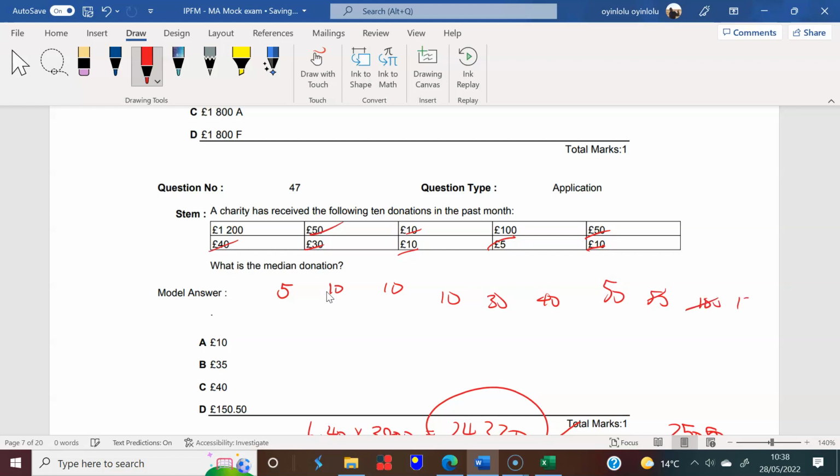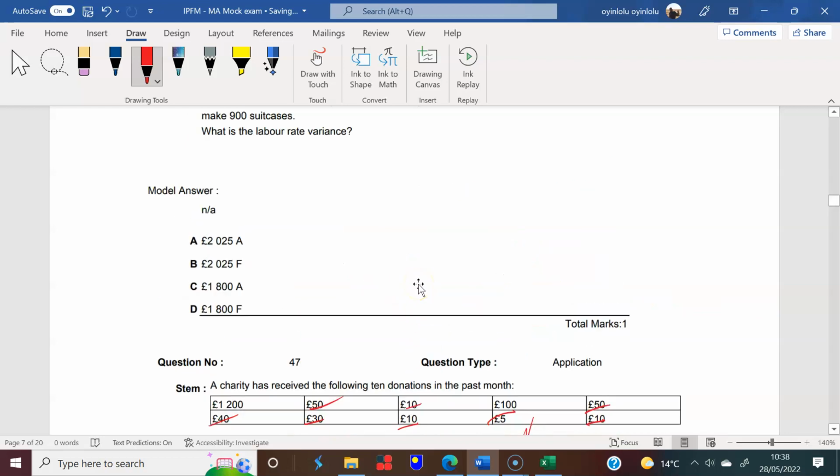Remember, median is a form of average. It's a type of average. So you have 10 donations, 1, 2, 3, 4, 5. The median is the halfway house between the fifth and the sixth one. So 30 and 40, find the average of that. That takes you to 35 pounds. So that's your answer there, £35.